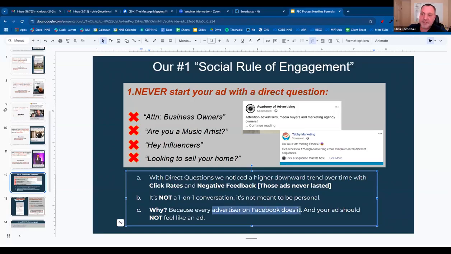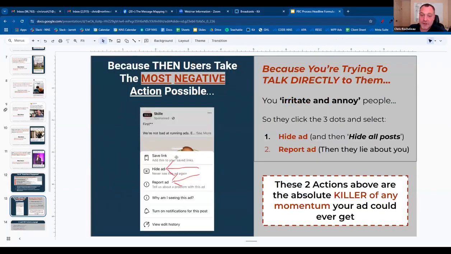Every advertiser does this. Don't do it. You want to be different. You want to zig while everyone else zags. Okay? Because what they do is exactly this: hide ad, report ad right on their phone. That's what they do. When you start being direct, people don't like it. Now, sure, you're going to get some people that actually click. You might still get 3 out of 100 people that click on your ad because they're like, yeah, that's me and this is relevant to me.